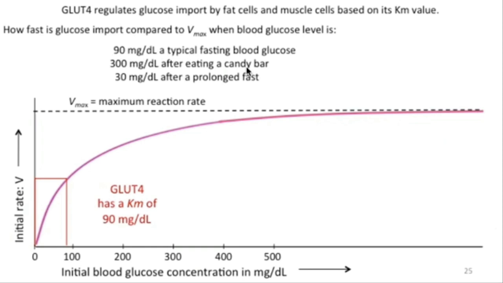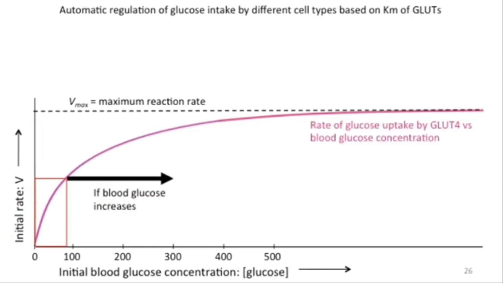I now want to talk about how the different Km values for the different cell types automatically regulate their uptake of glucose. For example, let's begin with GLUT4 that's active on fat cells and muscle cells. And let's assume we're at a typical blood fasting level of about 90 milligrams per deciliter, which corresponds to the Km value. Now let's eat a big baked potato or a loaf of bread so that the glucose level in the blood increases dramatically.